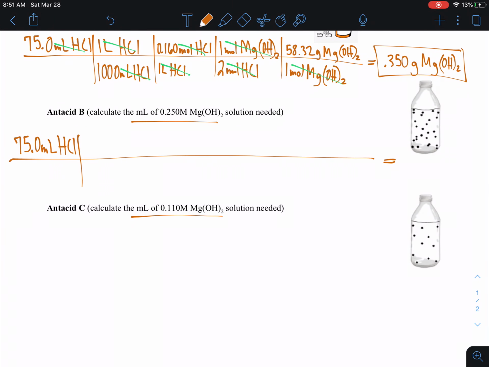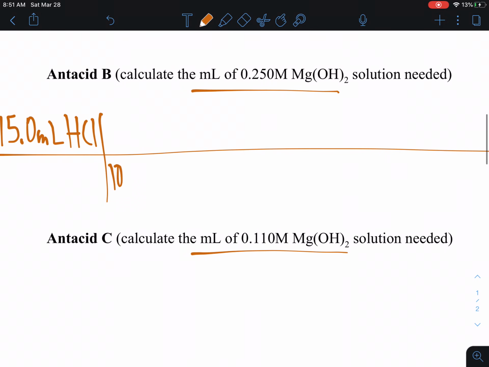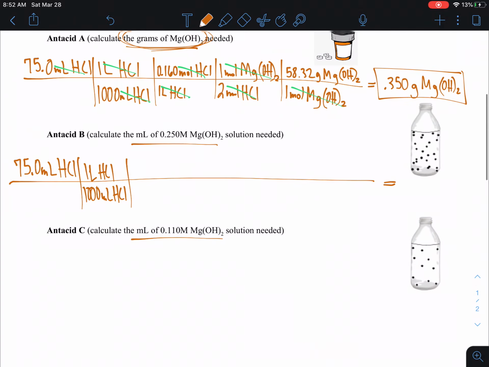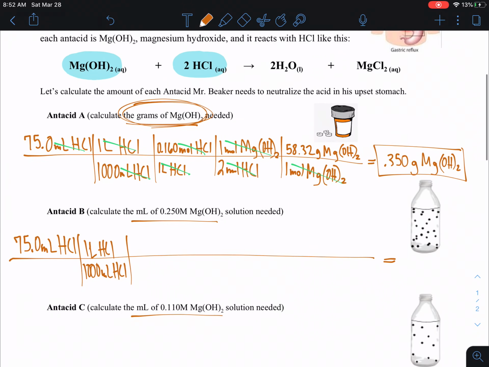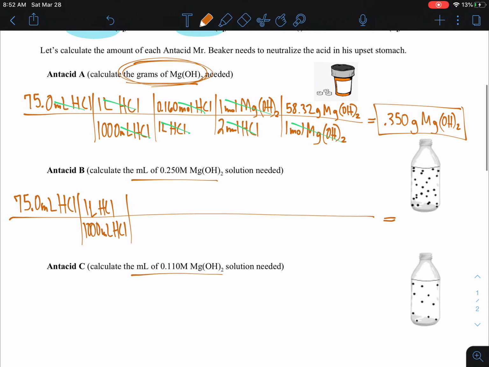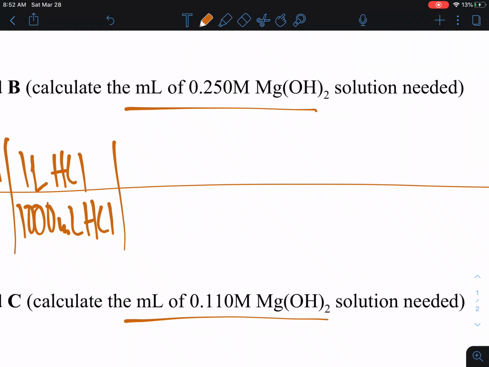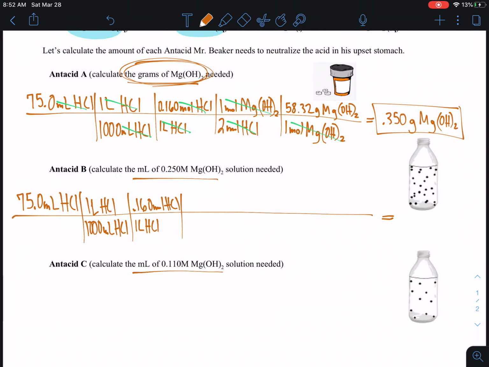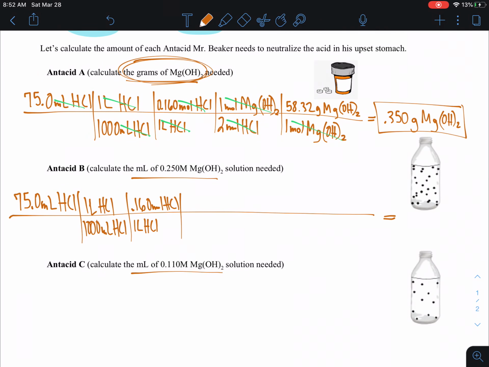It's going to be nice and long again. And we're still going to convert this into liters. And then we will use the molarity of the acid again at 0.16 molar to convert to moles of acid. So for every 1 liter of acid, there are 0.16 moles of acid. And then we're going to use the same mole ratio between the acid and the base again.